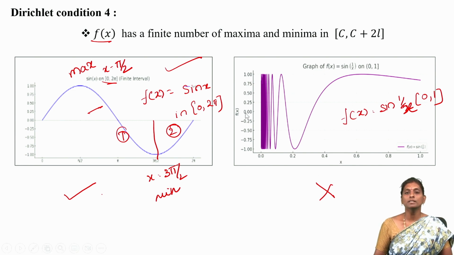So here you observe that the second graph has an infinite number of maximums and minimums. So condition number 4 is not satisfied. So f of x equal to sine 1 by x cannot be expressed as a Fourier series expansion. So I clearly explain here the condition 4.